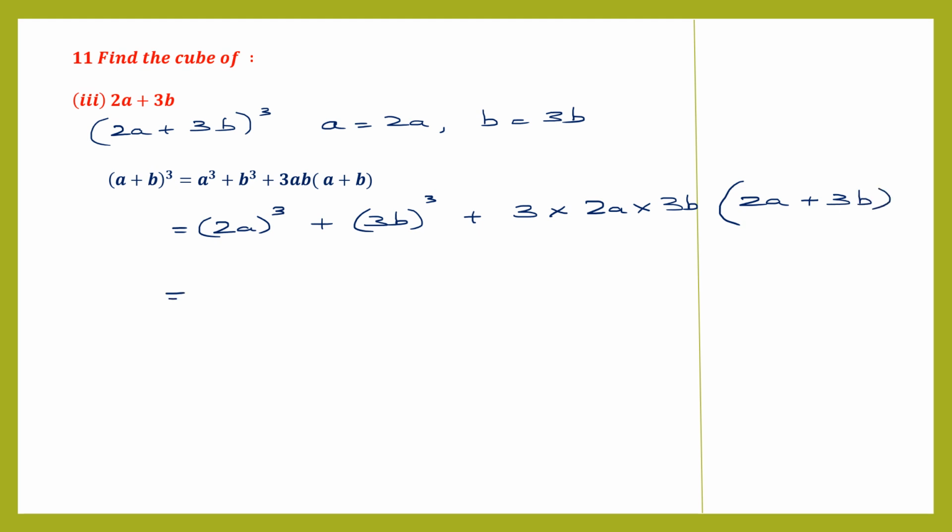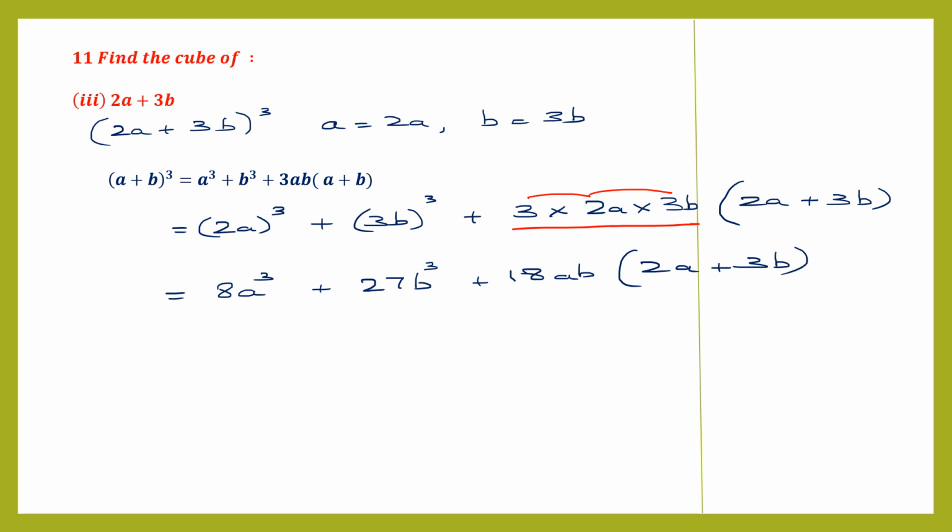Let's simplify this. 2a cube, now we know 2 into 2 into 2 is 8. 8a cube plus 3b cube is 3 into 3 is 9, 9 3s are 27. 27b cube plus, now here let's work this out. 3 2s are 6. 6 3s are 18. 18 and the letters are a and b. So we have into ab. In brackets we have 2a plus 3b. So this will be 8a cube plus 27b cube plus. Now here we have to multiply 18ab into 2a.